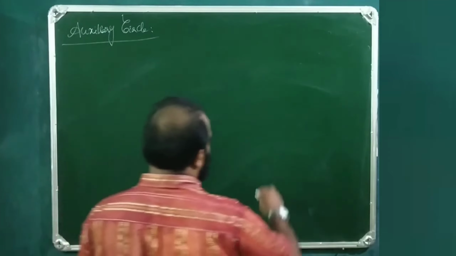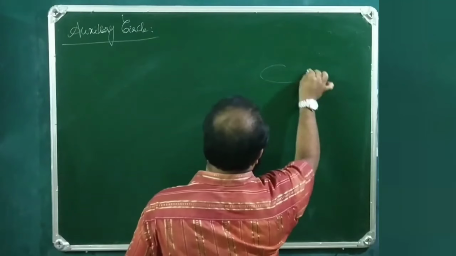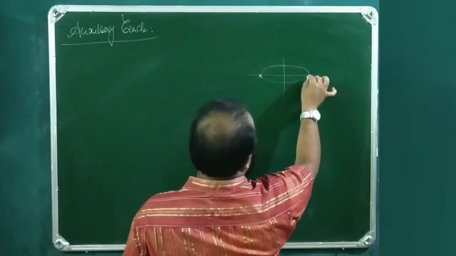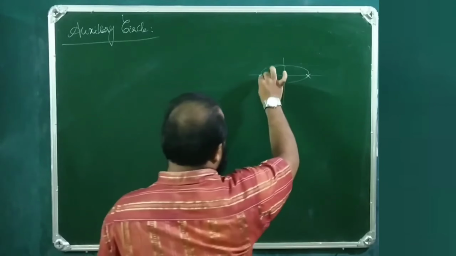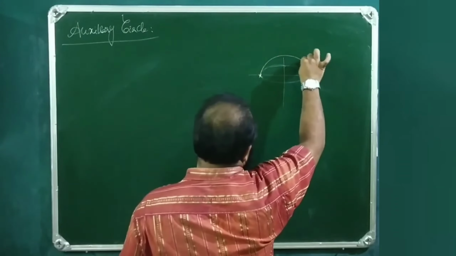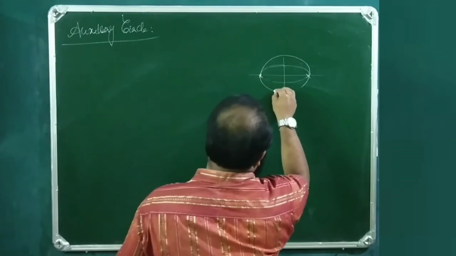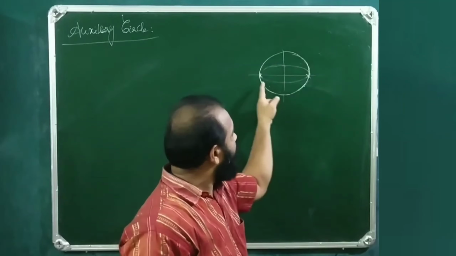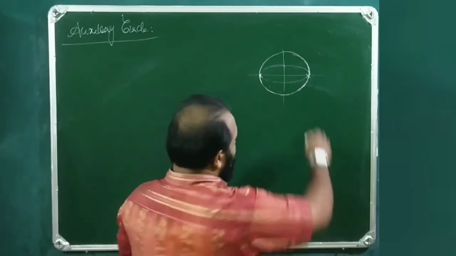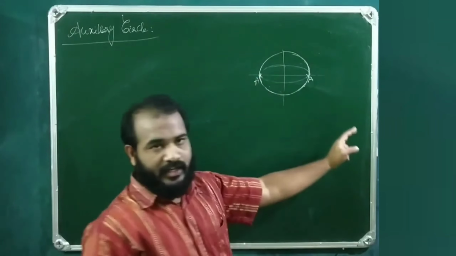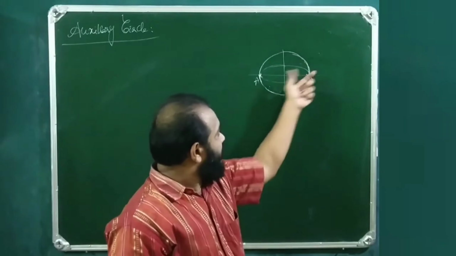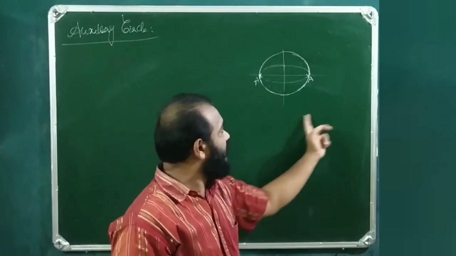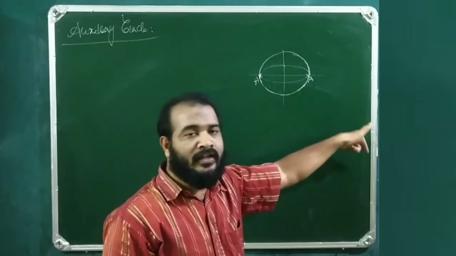There, the auxiliary circle is nothing but, for example, this is the ellipse and this is the major axis. The circle is described on the major axis of the ellipse. A dash A is the major axis of the ellipse, and for this circle, this major axis is the diameter. Therefore, this circle is said to be the auxiliary circle for the ellipse.